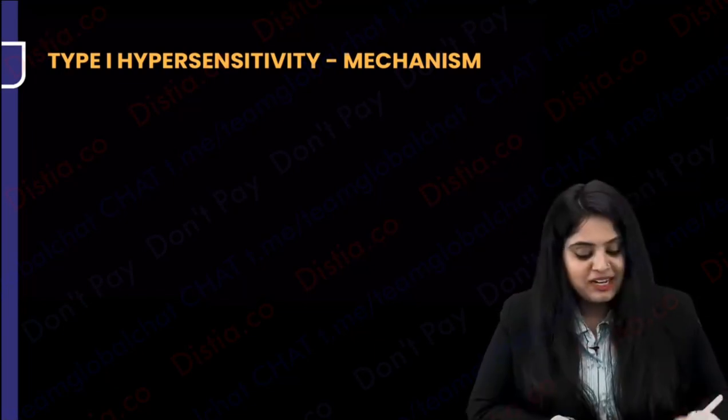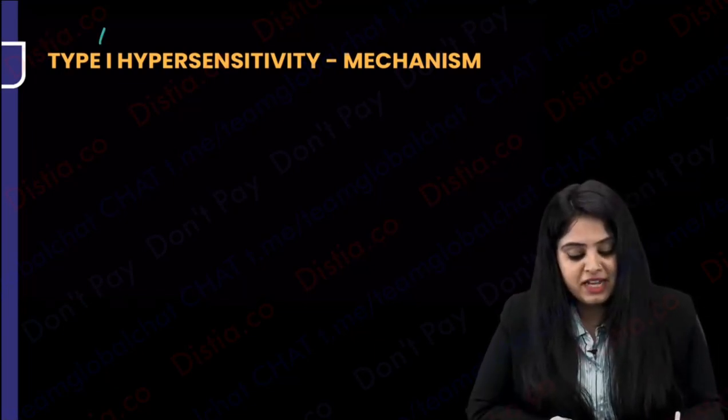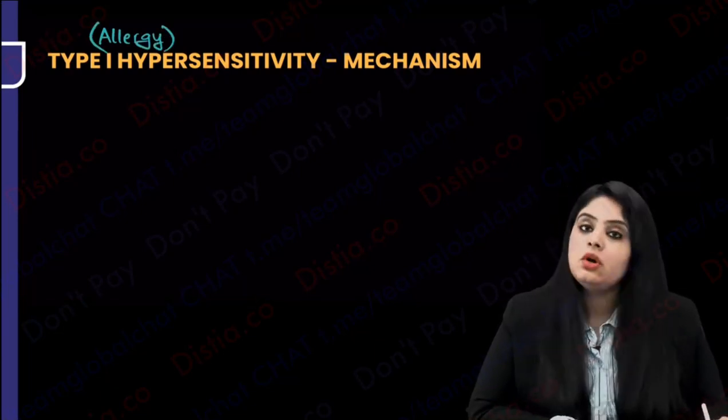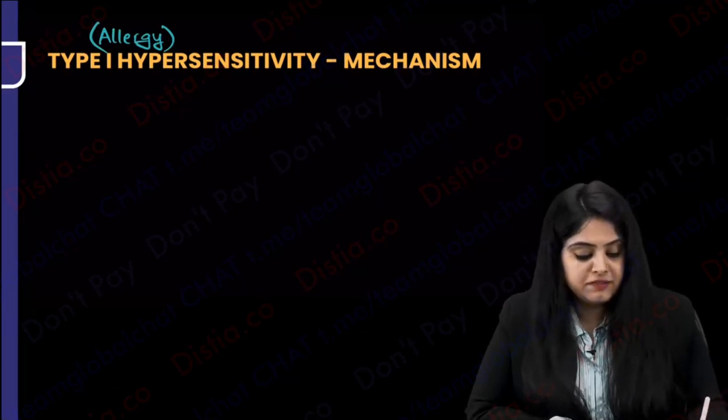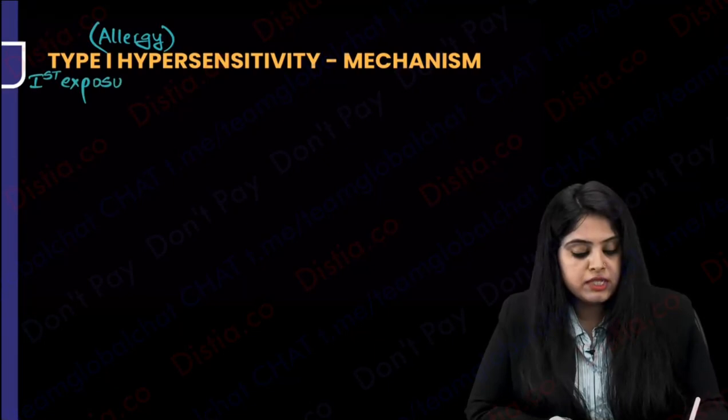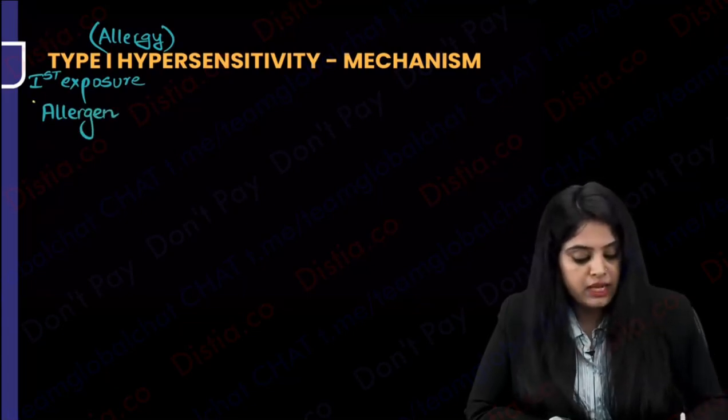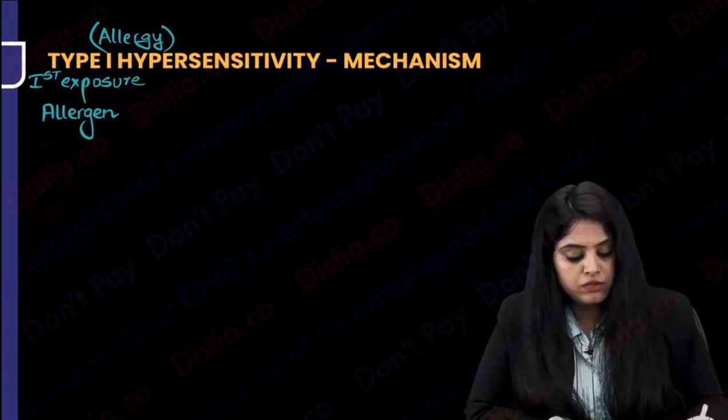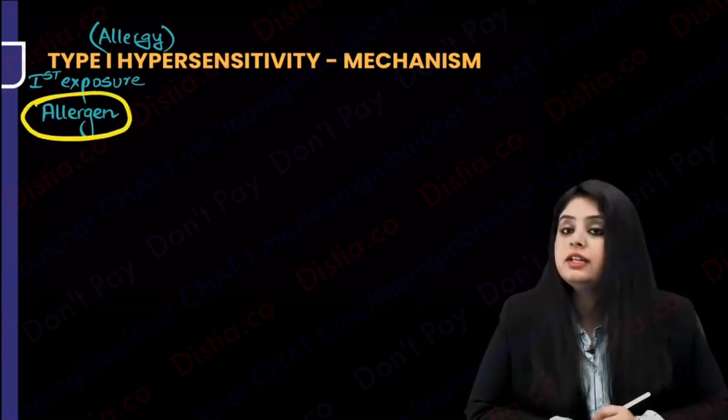When I talk about type 1 hypersensitivity reaction, please note I include all the allergies under it. This means the first exposure that I'm talking about is to some allergen. I will denote the allergen with a yellow color over here. This is a yellow color allergen that we have.